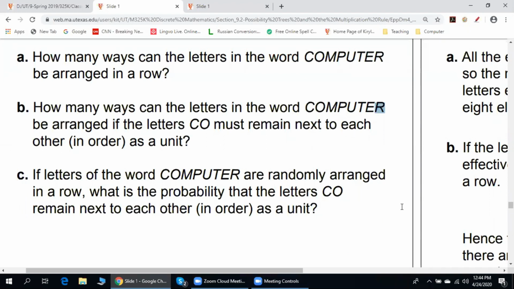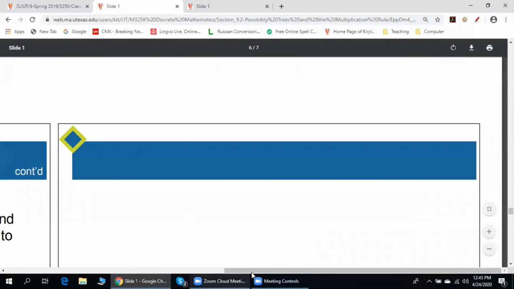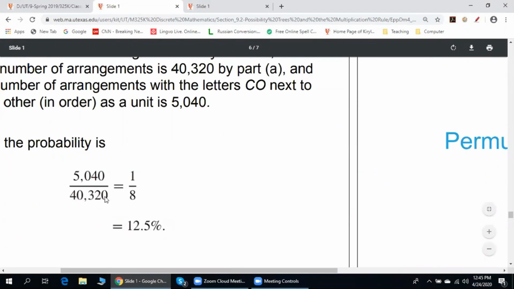Okay, C. If letters of the word computer are randomly arranged in a row, what is the probability that the letters CO remain next to each other in order as a unit? What's the answer? 1/8? 1/8, because it's 7 factorial divided by 8 factorial. So it's exactly what we see here. 8 factorial, 7 factorial, and then 7 factorial over 8 factorial, which is 1/8.